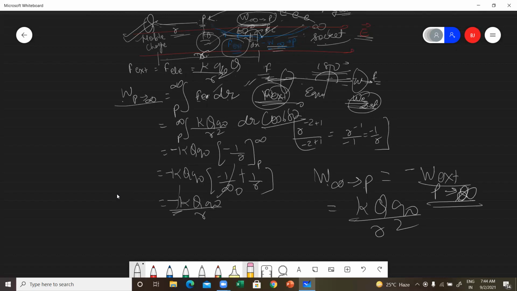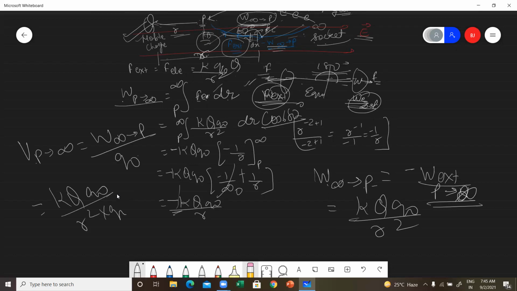Potential will be from where to where? Potential will be from P to infinity, because this is infinity to P. So potential is equal to work from infinity to point P divided by my test charge Q naught. So this is equal to kQQ naught by R square multiplied by Q naught, which gets cancelled. That is equal to kQ by R square. The potential at infinity is always 0, because we cannot find it.